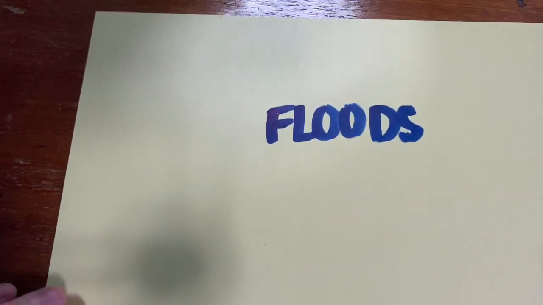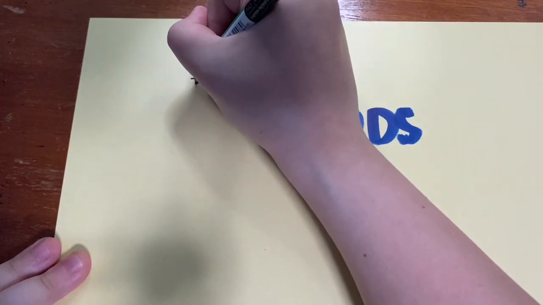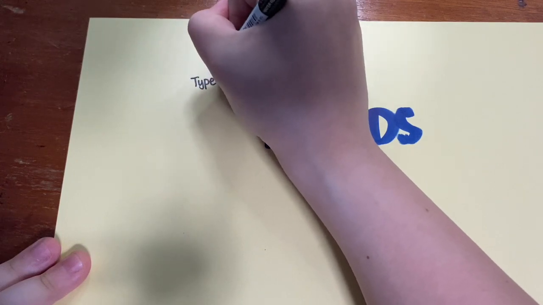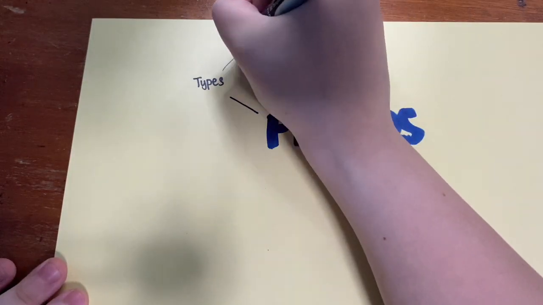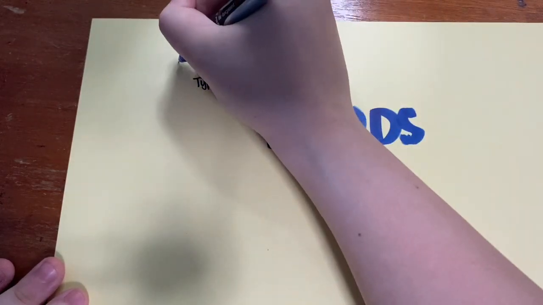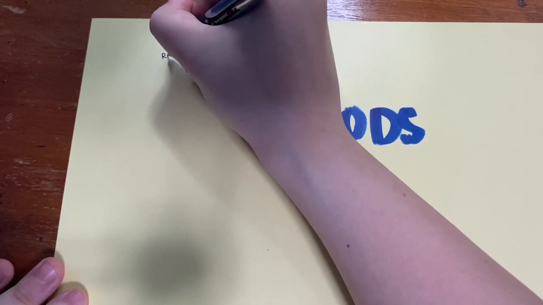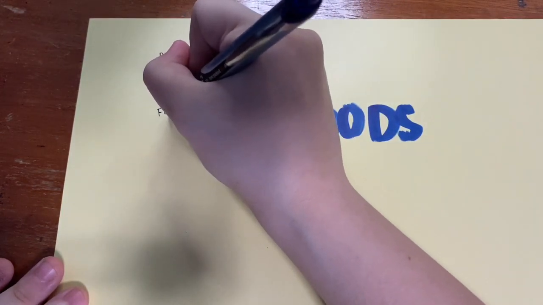Firstly we're going to look at the types of floods. There are only 3 types of floods. We've learned this many times. The first one is coastal, the second one is river, and the last one is flash.